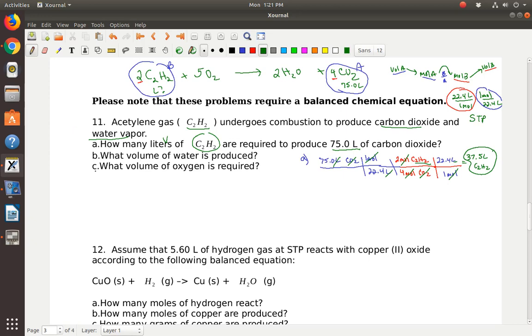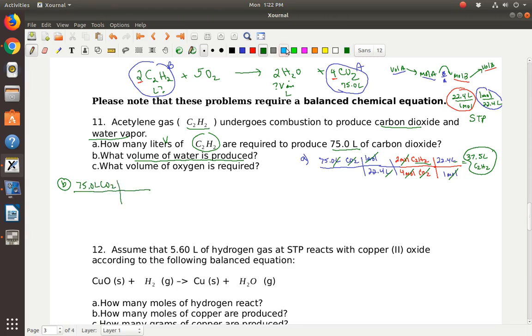All right, what about letter B? Okay, letter B, what volume of water is produced? So now it's basically asking me to do the same kind of thing, and we're still starting out with 75 liters of carbon dioxide, but now we want to know what volume of water. Volume means in liters, okay? So we're going to do the same thing. We start off with the 75 liters of CO2.